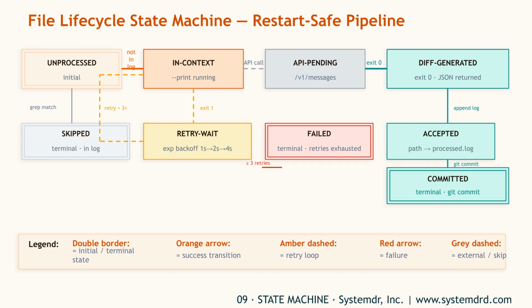The legend at the bottom. Double border is initial or terminal. Orange arrows are success transitions. Amber dashed is the retry loop. Red is failure. Gray dashed is external or skip.